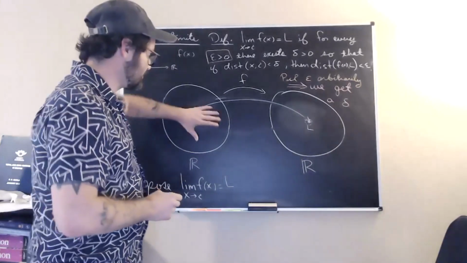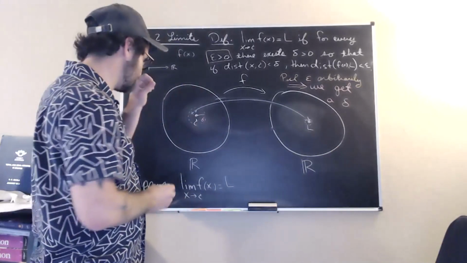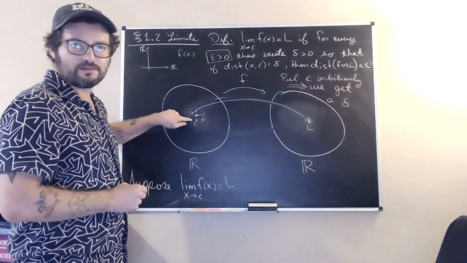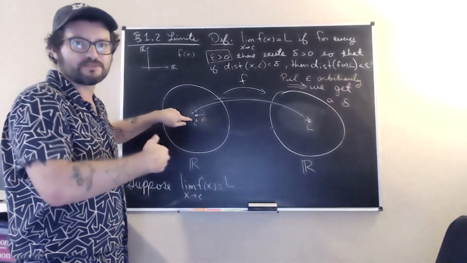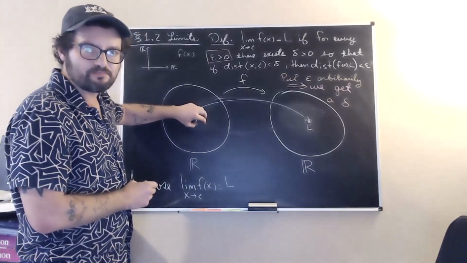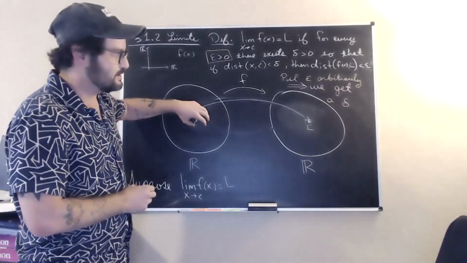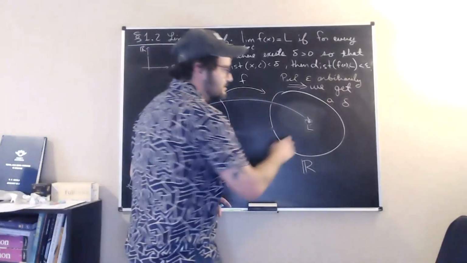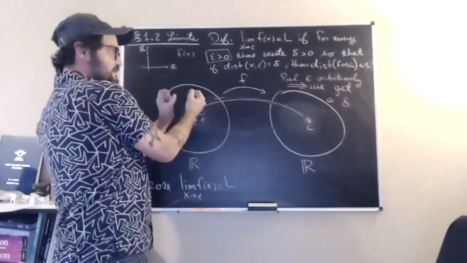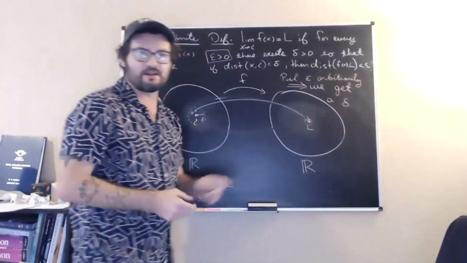And by the way, all the real numbers are crammed in here. So inside this little ball, there's an infinite number of real numbers. We can assume that. So that means that infinitely many of these points, every single one of them, get sent into that ball. So infinitely many of the things here get sent as close as we want to L.